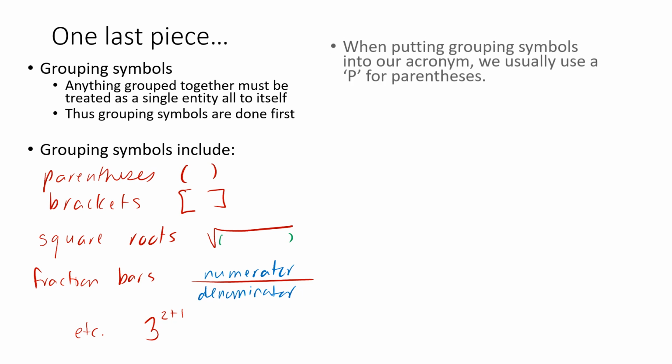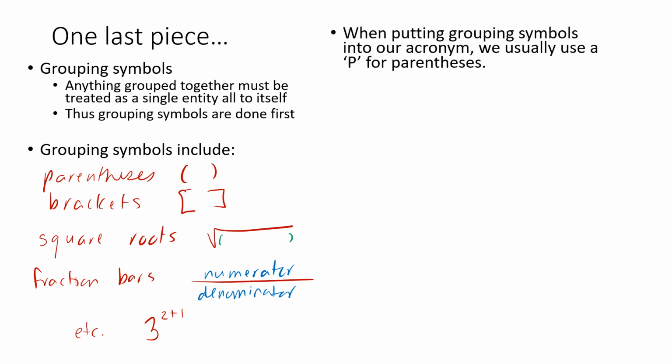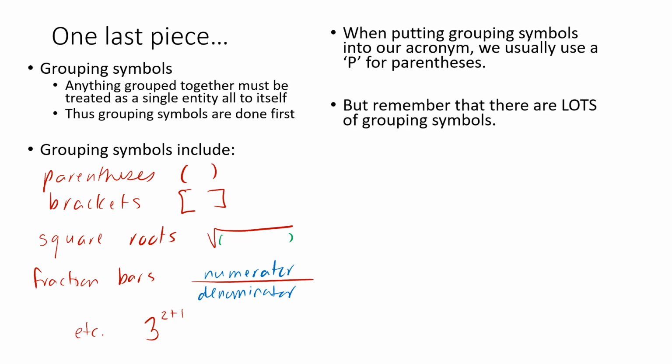Now, because there are so many potential grouping symbols, when putting grouping symbols into our acronym, we usually just use P for parentheses. It's just really important to know that parentheses are not your only grouping symbol. So I usually write PEMDAS this way: parentheses, exponents, and then I'll put my multiplication division together with a little slash, and the same with my adding and subtracting, putting it together with a slash, reminding myself that these are actually in the same position in our order of operations.